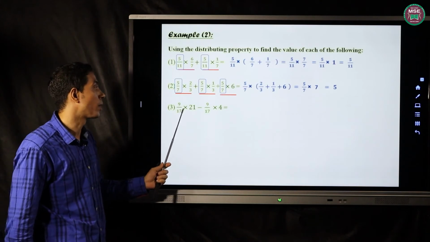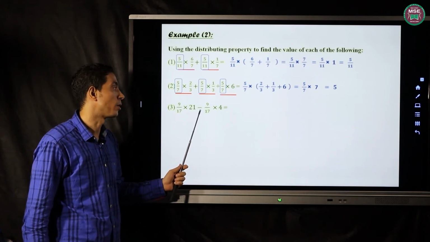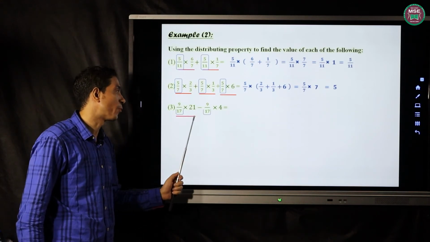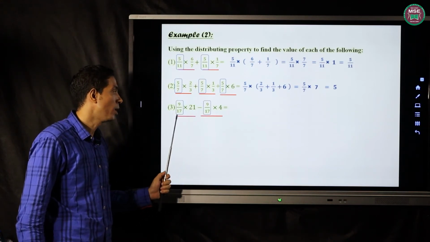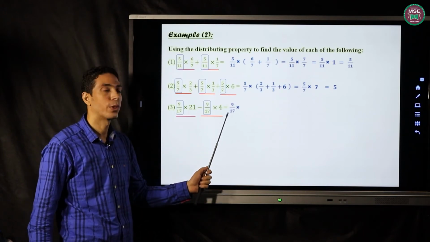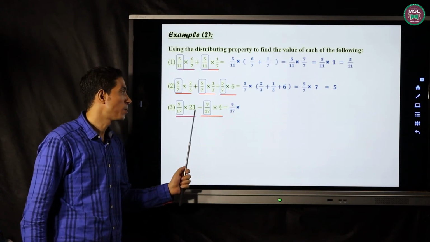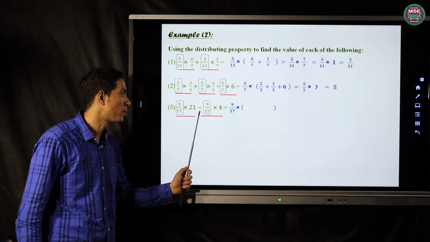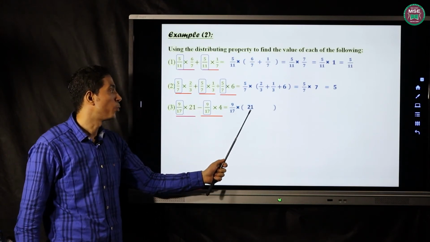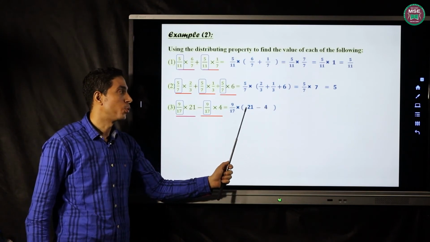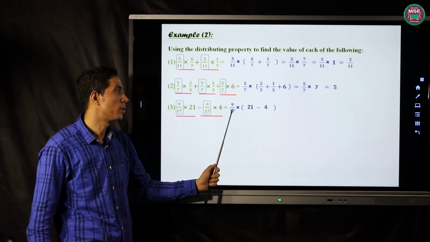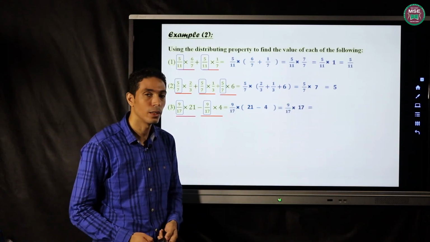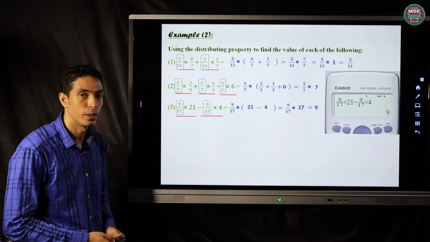Number 3: 9/17 times 21 minus 9/17 times 4. We draw lines between the fractions and numbers that have a multiplication sign, and the repeated fraction is 9/17. 9/17 times, inside the bracket, 21 minus 4, because the sign between these two terms is negative, not plus. 21 minus 4 equals 17, then 9/17 multiplied by 17 equals 9, and we can check the answer by calculator.